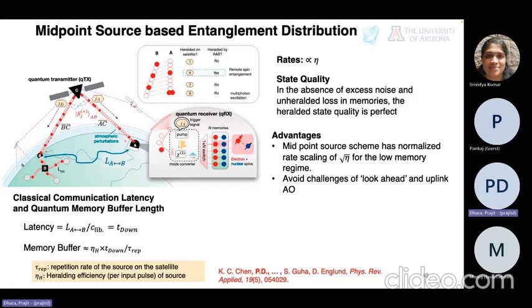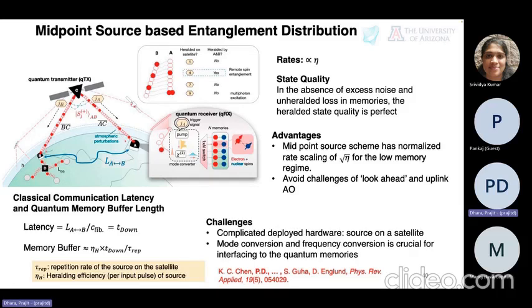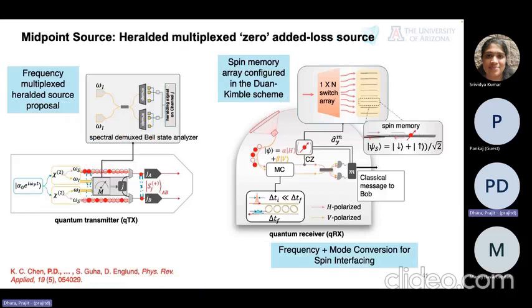Latencies and memory buffers are not important right now, but the challenge is that nobody has put such a source on a satellite before, or even deployed it in a ground network. The different components of the system are the source that I talked about, the frequency multiplexed heritage source, and a set of spin memories configured in a Doan Kimball array, meaning you have different cavities through which I have some switching network that I can send photons to in a programmable fashion, and they can load at different times.